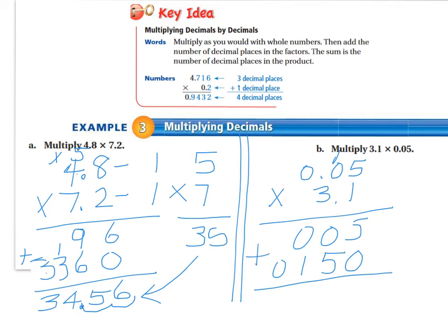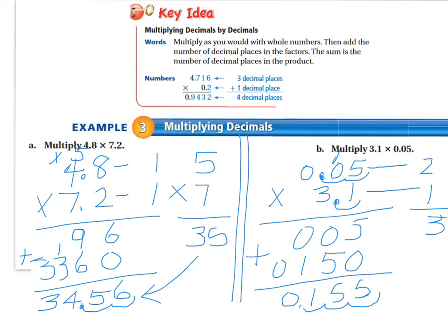Adding those together now, 5 plus 0 is 5. 0 plus 5 is 5. 1 plus 0 is 1, and the 0 has nothing to be added to it. Now going back and looking at the decimal places of my factors. This factor has 2 decimal places. This factor has 1 decimal place. I'm just counting over like this. 1, 2, 1. So I add those together, 3 decimal places I need to move my answer. 1, 2, 3. So my decimal would go here at 0.155. Is that a reasonable answer?